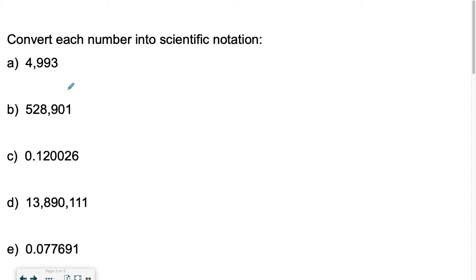Convert each number into scientific notation. So again, because this is a number greater than 1, at least the first 2, our decimal point is here, our decimal point is here. Remember, your goal is to get the decimal point to land between the 4 and the 9 here, and between the 5 and the 8 here, 5 and the 2 here.